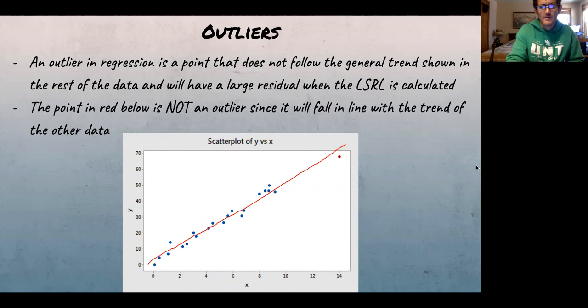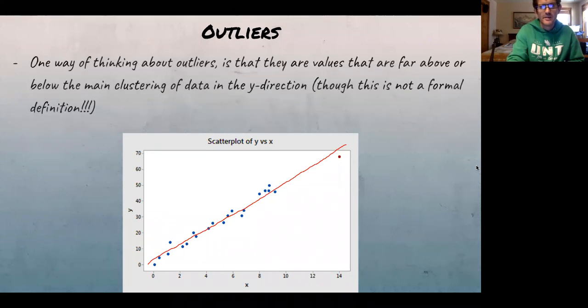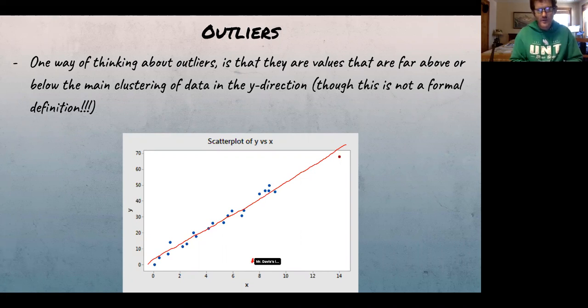So maybe a way of thinking about this is that they are values that are far above or below the main clustering of data in the y direction. So if we added another point right here, of course we'd recognize that as an outlier. And the main thing that distinguishes that from high leverage is that we're talking about a big difference from where we would predict it would be.